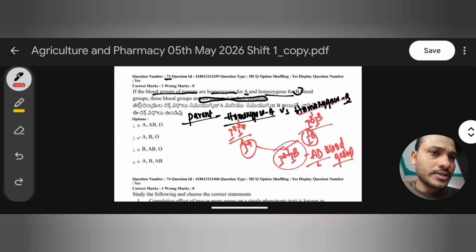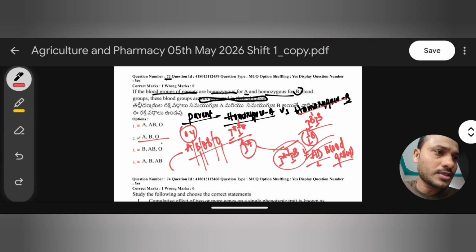The question asks which blood groups are not expected in their children. We have four blood groups: A, B, AB, and O. But their children have AB blood group, so we have to remove AB. The rest, A blood group, B blood group, and O blood group, are not expected in their children. So here the right answer is A, B, and O blood group, because their children have AB blood group.